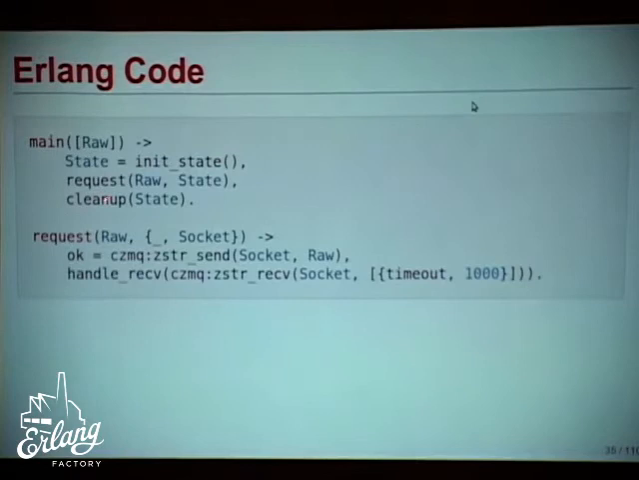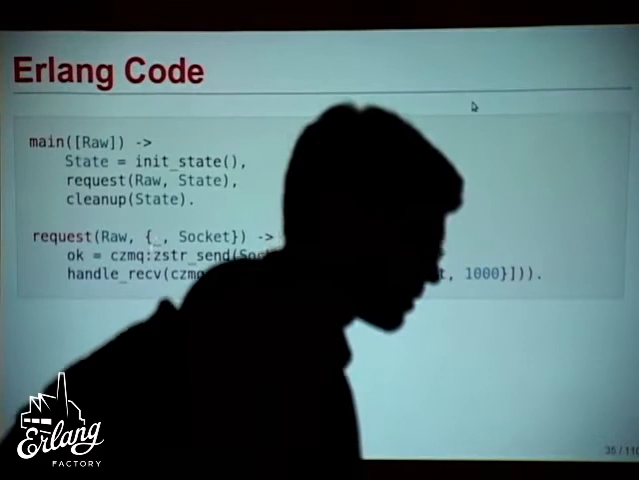And then after I've made the request, I do a cleanup. So this is a command that I'm going to execute. It's going to run, and it's going to quit. Simple. So here's the request. I've got the raw. Now, this is the state that's getting passed in. It's a little leaky, but whatever. It's simple. There's a context here. We'll see that in a second. But this is the socket that was initialized in init state.